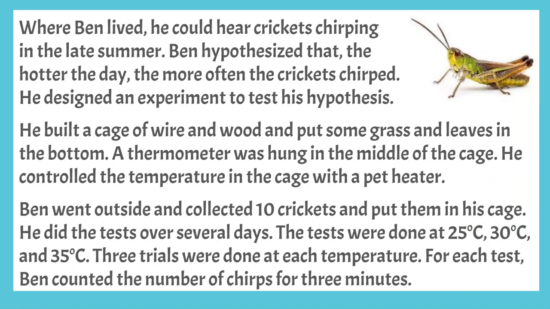He built a cage of wire and wood and put some grass and leaves in the bottom. A thermometer was hung in the middle of the cage. He controlled the temperature of the cage with a pet heater. So Ben went outside and collected 10 crickets and put them in his cage. He did the tests over several days at 25 degrees Celsius, 30 degrees Celsius, and 35 degrees Celsius. 3 trials were done at each temperature, and for each test, Ben counted the number of chirps for 3 minutes.